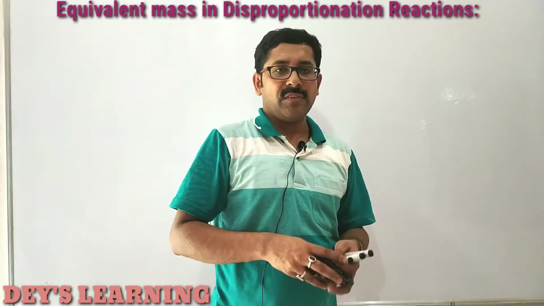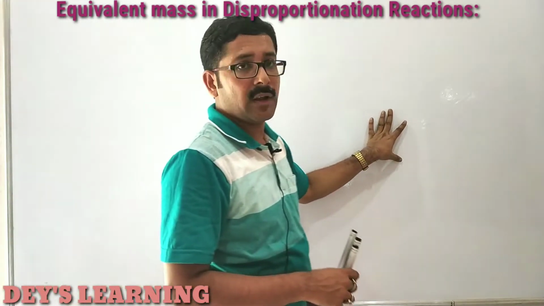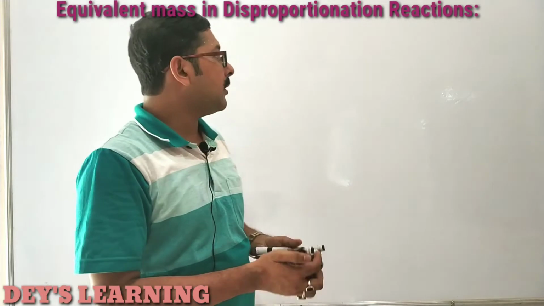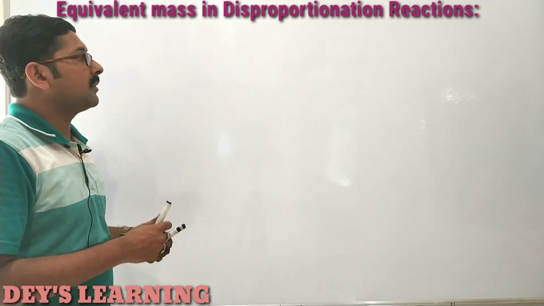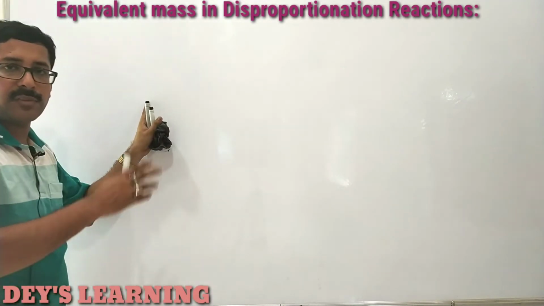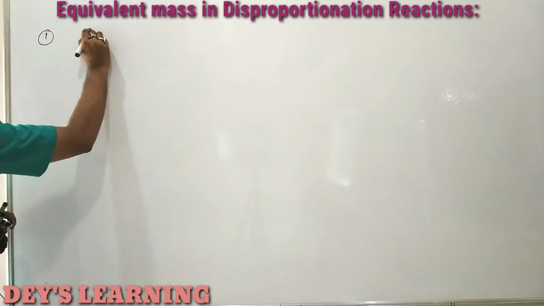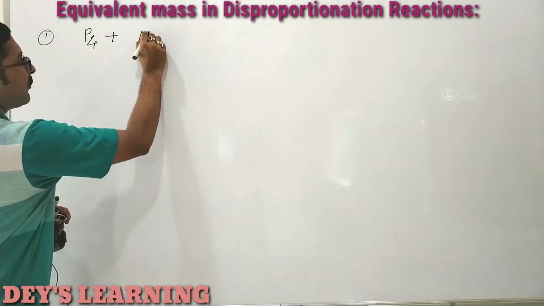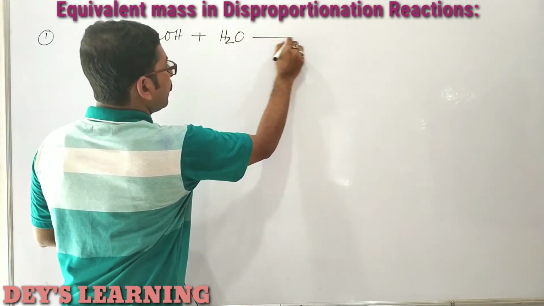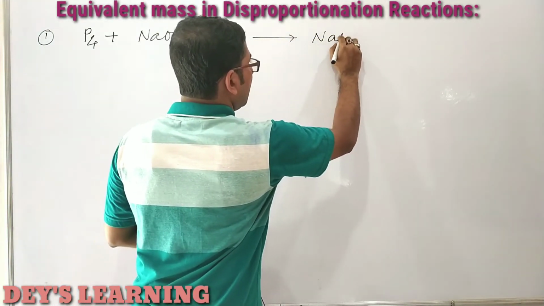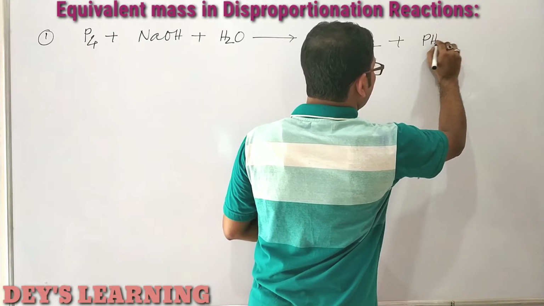Hello. In the previous lesson, we learned how to calculate the equivalent weight of the substances involved in a disproportionation reaction. Today, we will consider some examples of disproportionation reactions, and we will learn how to calculate the equivalent weight of the substances. Our first example is phosphorus molecule reacts with aqueous sodium hydroxide solution, to produce sodium hypophosphite NaH2PO2 plus phosphine PH3.